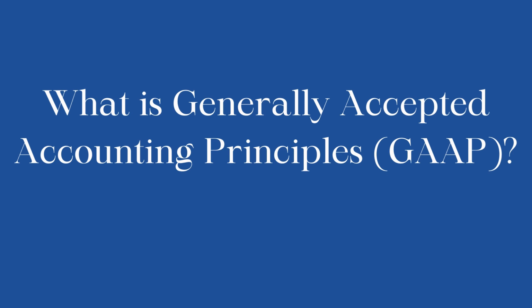GAAP consists of a common set of accounting rules, requirements, and practices issued by the Financial Accounting Standards Board, FASB, and the Governmental Accounting Standards Board, GASB. GAAP sets out to standardize the classifications, assumptions, and procedures used in accounting in industries across the U.S. The purpose is to provide clear, consistent, and comparable information on organizations' financials.